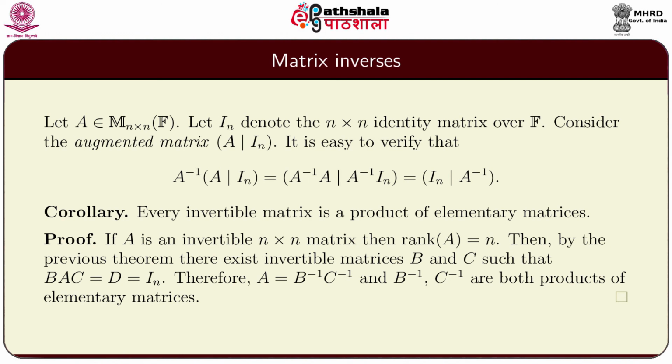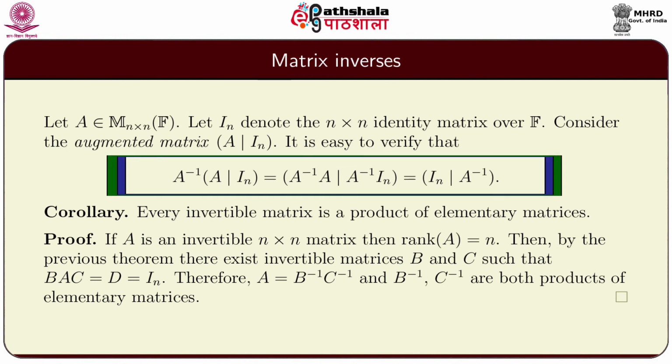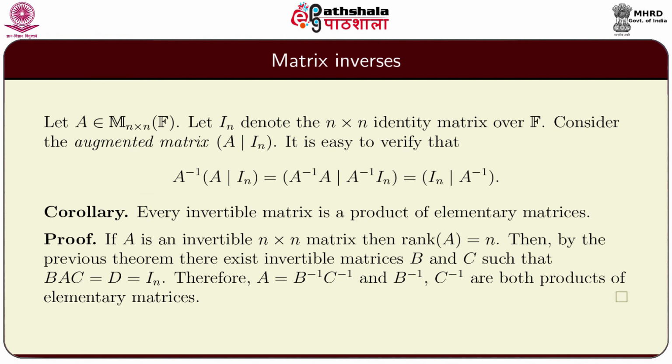If we multiply the augmented matrix by A inverse from the left, then we get the new augmented matrix, which is A inverse A bar A inverse I_n, but A inverse A is the identity matrix I_n, so it is the augmented matrix I_n bar A inverse. So, we see that the matrix A inverse indeed comes as the right hand part of the augmented matrix, and that can be obtained by multiplying the augmented matrix A bar I_n by the matrix A inverse.